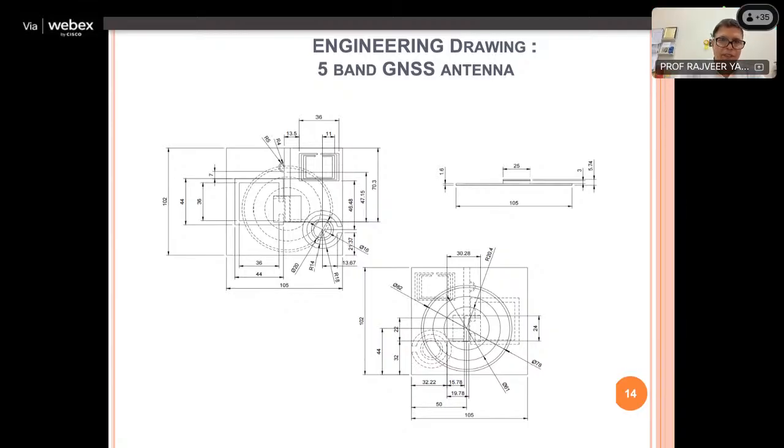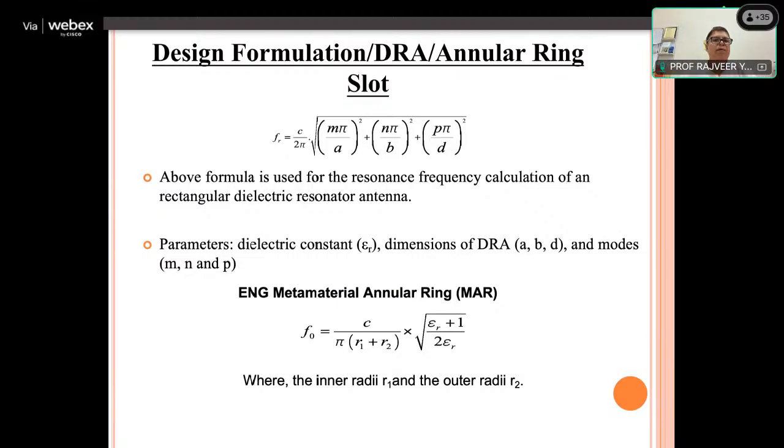Now this is the top surface, this is the bottom surface. You got all combinations of different FSSs and very compact in size: 102, 105 is the ground plane, but the PCB is having 25 by 25. The dielectric size is 25 by 25 and 4.3 mm only. This is the formulation I was talking about. So the resonant frequency here is depending on the dimensions.